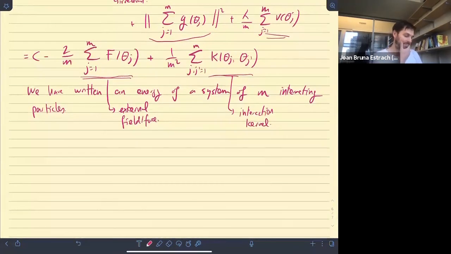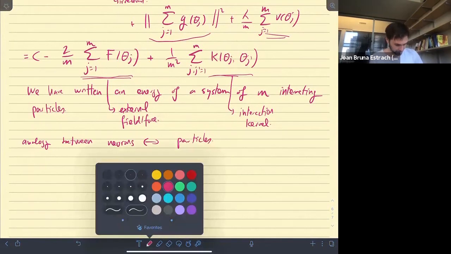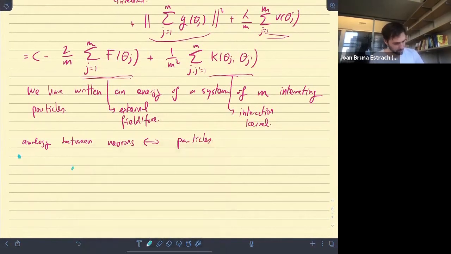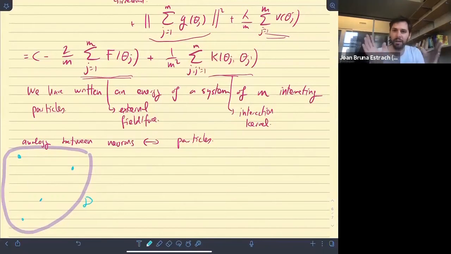Okay. And so now I can have this analogy, right? Between neurons and particles. So I can think about my model as having some domain in which I defined it. I remember that I defined this thing to be in the domain D, right? That's where my neurons live. And I have a bunch of these neurons. And they do their life, right?